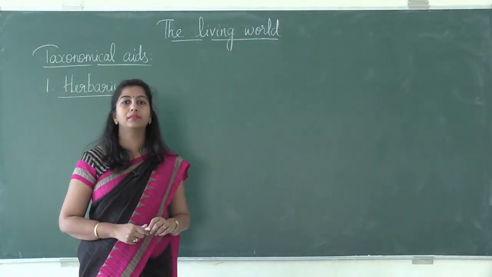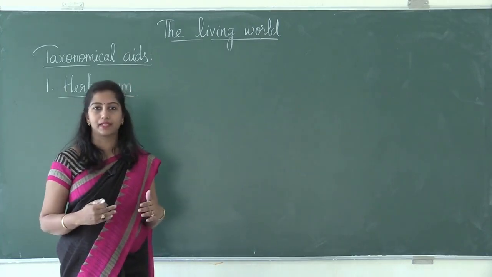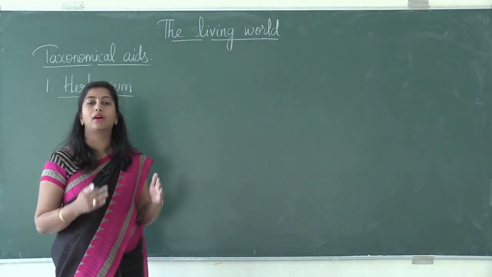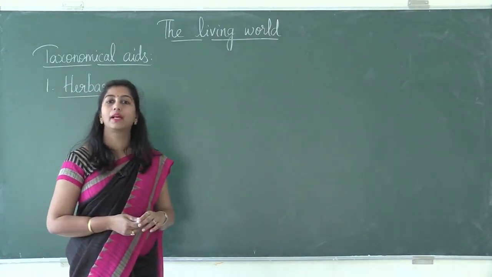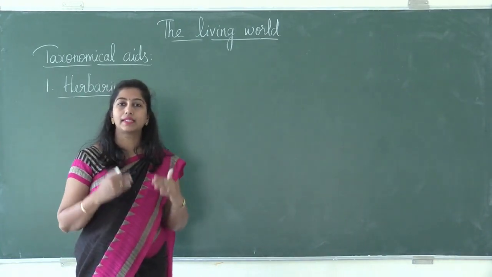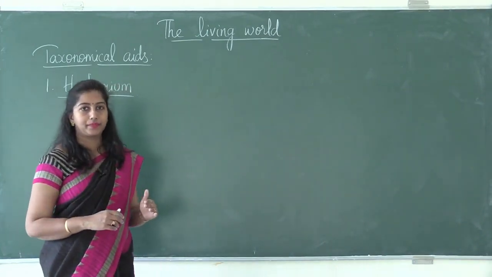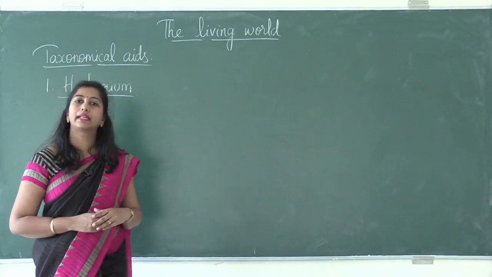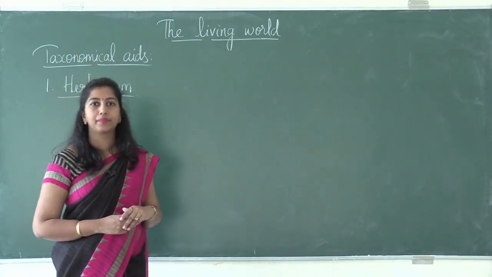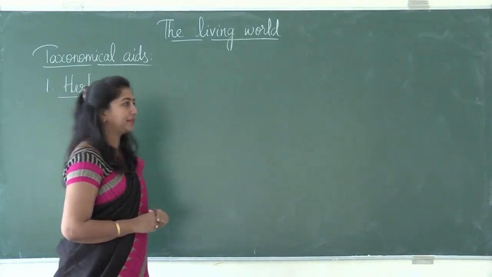So herbarium forms a place of reference to get information about different types of plants. So that is about herbarium. And the next taxonomical aid which we are going to study is botanical garden.